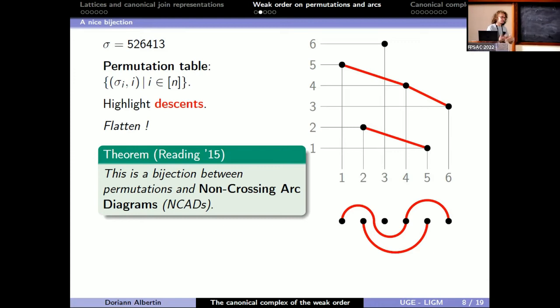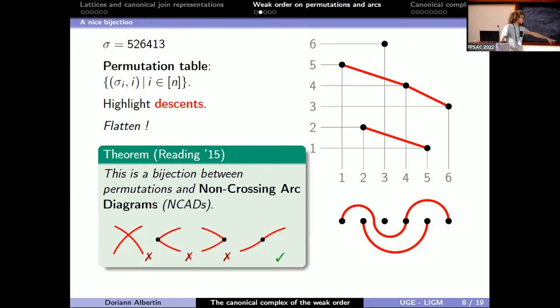And well, I have to be precise about what I mean by arcs do not cross. So the first one is a crossing. Of course, the second and third one are degenerate cases of crossings. And the fourth one is not a crossing.